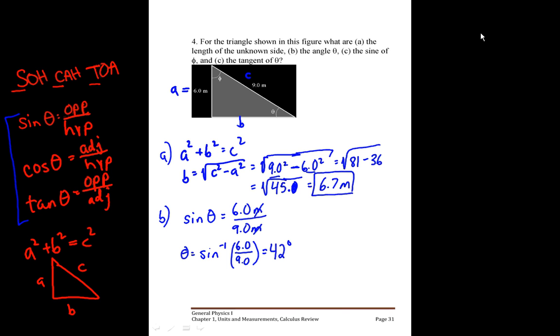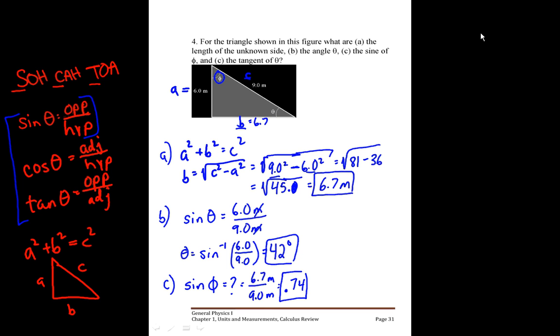We want to know the sine of the angle phi. That is, what is the sine of phi equal to? Well, sine is opposite over hypotenuse. This is my angle phi. Opposite is going to be B over C. All right, so B is equal to 6.7, as we've already found. So that's going to be 6.7 over the hypotenuse, which is 9.0. And so the sine of the angle phi is 0.74. Remember, the sine of an angle has no units.